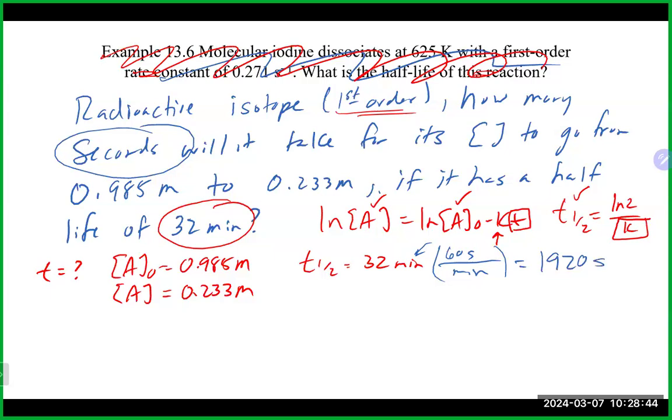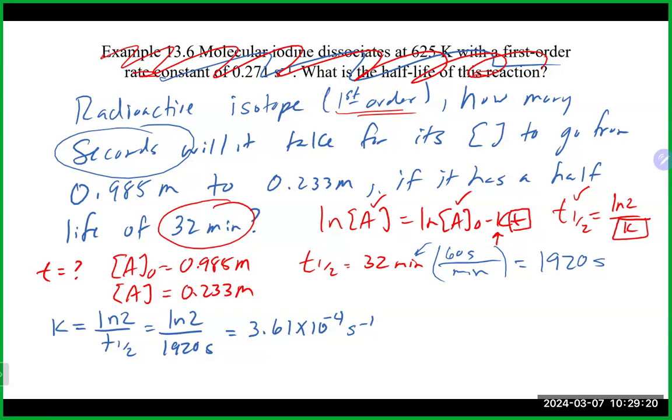All right, now that we have our half-life in there, we can rearrange that and solve for k. k would be the natural log of 2 divided by the half-life. Putting that in there, natural log of 2 divided by our 1920 seconds is going to give us something like 3.61 times 10 to the minus 4. Units here again are going to be reciprocal seconds, 1/seconds, which is what we expect for first order.